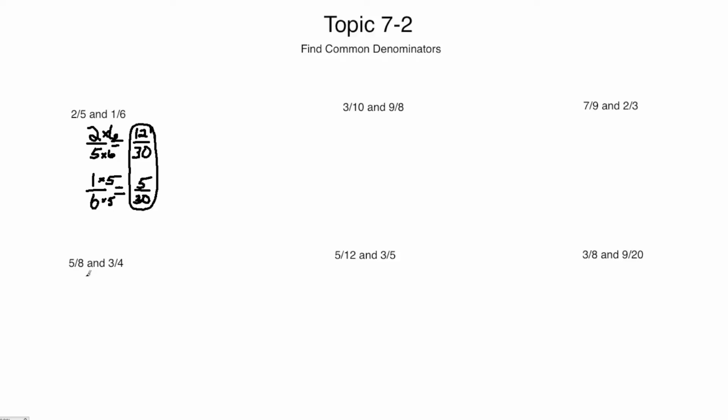Now let's go ahead and do 5/8 and 3/4. Go ahead and push pause and see if you come up with the same common denominator and equivalent fractions as I do. All right, so we have 5/8, and you have 3/4.